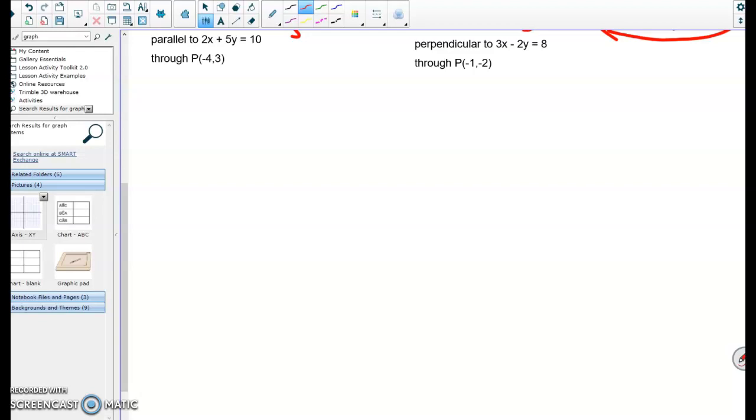Rest of our review. Now I want a line parallel to 2x plus 5y equals 10 through the point negative 4, 3. So in this case, my parallel line is going to have the same slope. I can either do negative a over b, which means negative 2/5 is my slope, or you can solve.